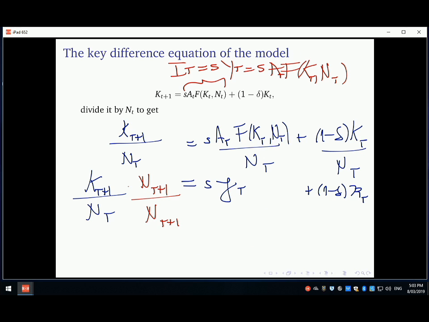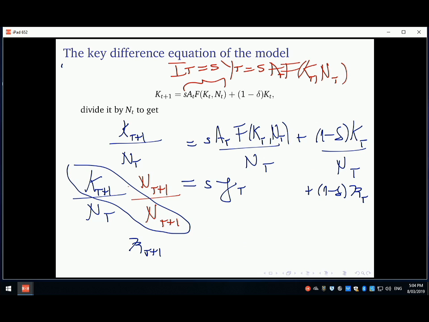But the trick is that once I do that, I can put these two things together. And what is that? A little kt plus 1. And what else do I have there? Nt plus 1 over nt, right? And what is that equal to? 1 plus the growth rate? Yeah. That is 1 plus the growth rate.